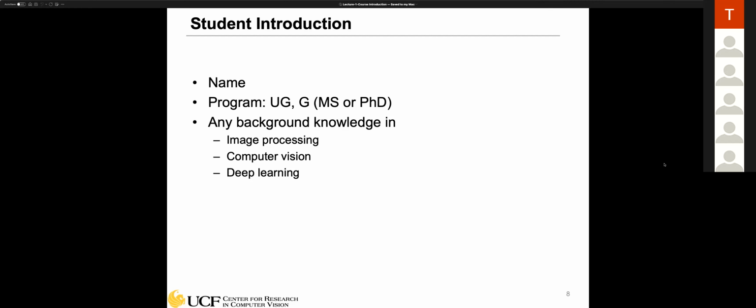Next we have Matthew. Hi, I'm a new graduate student in the computer vision program. I actually come from a background in finance, and I want to explore a new field and see where it takes me. I'm not sure which area I want to focus on just yet, but I'm open to learning, and I'm hoping to learn as much as I can in this class.